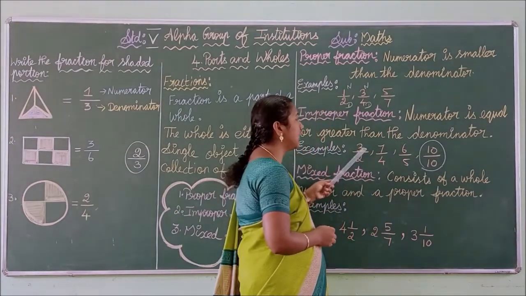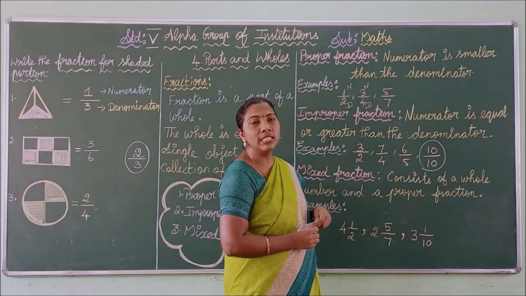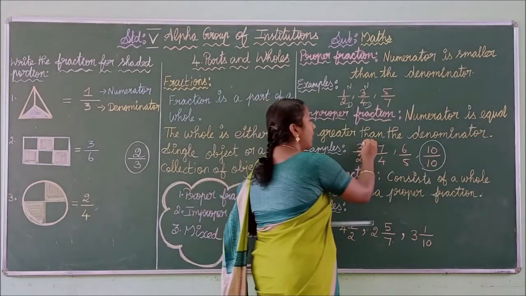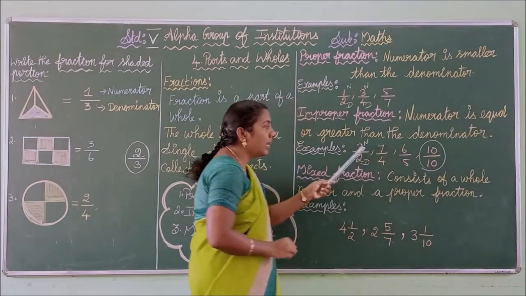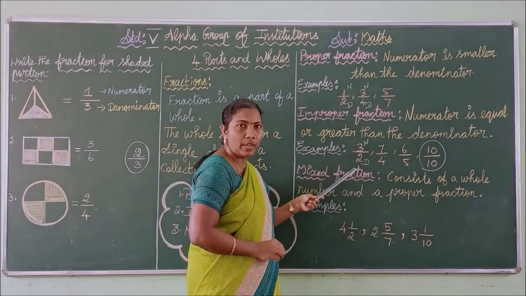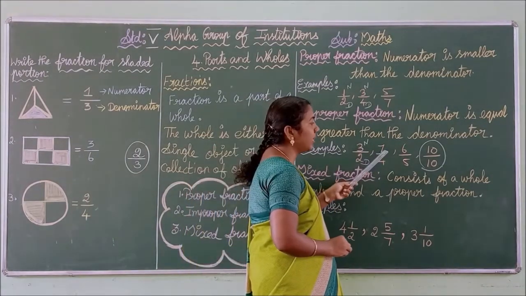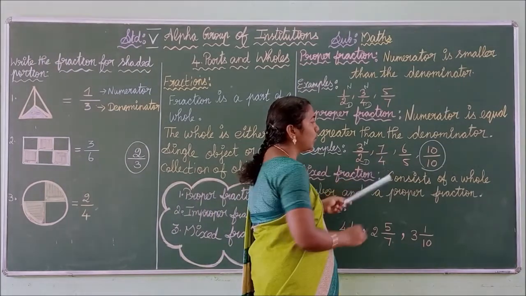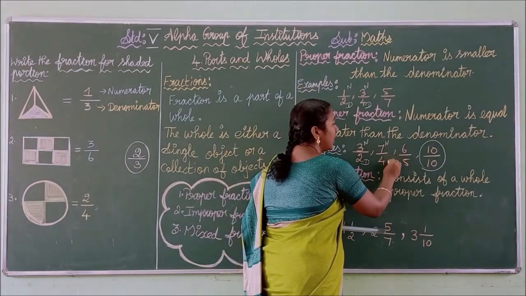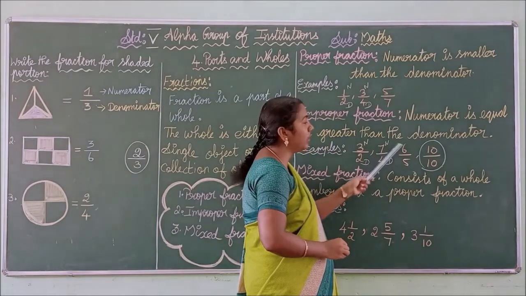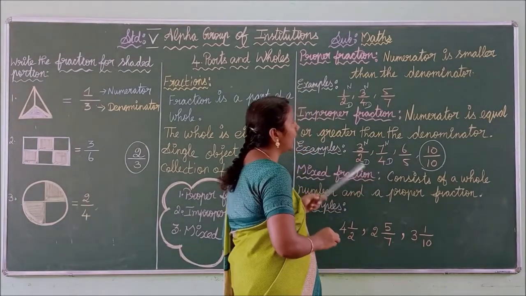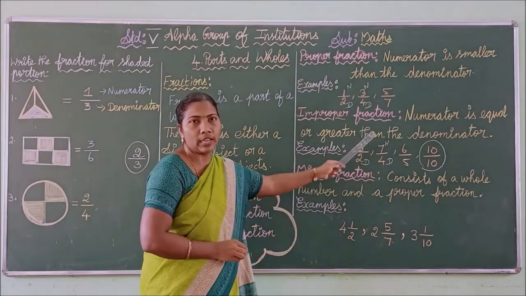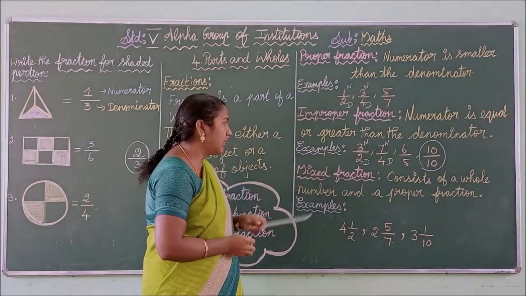See the first example, 3 by 2, which is the numerator? 3, and which is the denominator? 2. See here, numerator is bigger than the denominator. See here, numerator is 7, denominator is 4. Thus the numerator is bigger than the denominator. Similarly, 6 is bigger than 5. So such types of fractions are called improper fractions. Clear, children? See the next one.